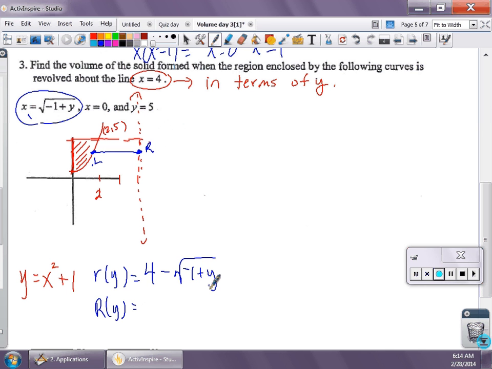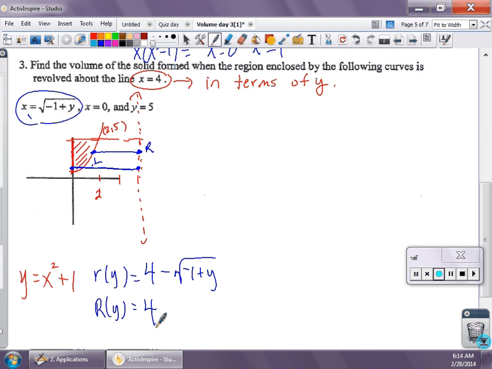Big R of y travels from the axis of revolution, which is x equal to 4, to the outer bounding curve, which in this case is the y-axis. Now notice, no matter where you draw that radius, the length of that radius is always going to be 4, because you're always hitting the y-axis. So that makes it a little easier. So we have our big R of y.